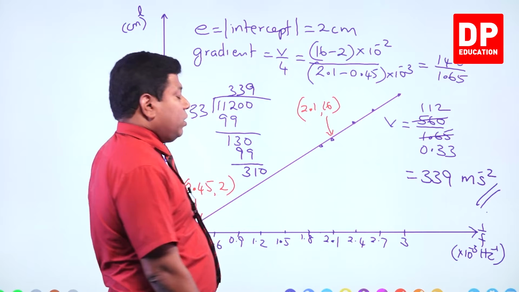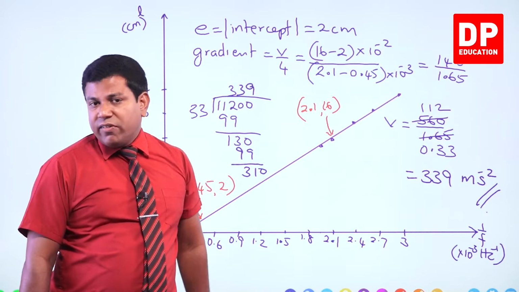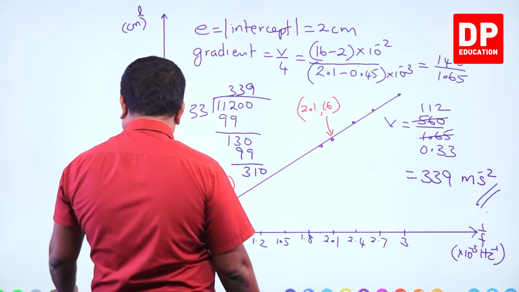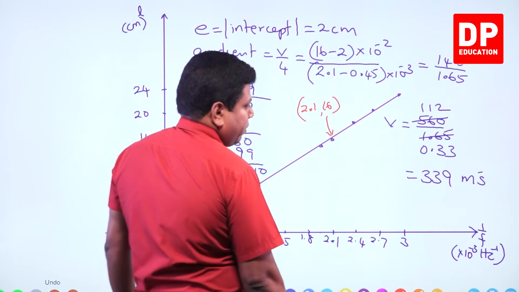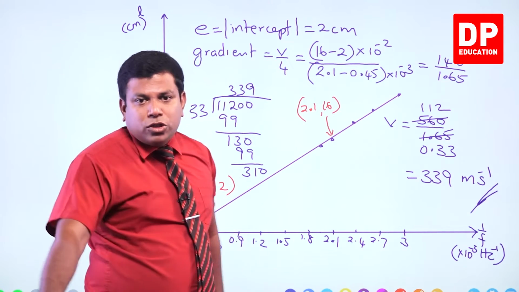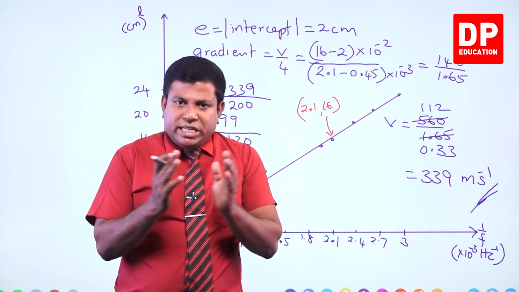Which is very close to the theoretical value. We say it's around 340. It's very close to the theoretical value. 339 meter per second. Meter per second, not second squared. It's velocity or speed, meter per second. Understood? Right. So that's a very simple experiment. I have shown you the steps clearly.